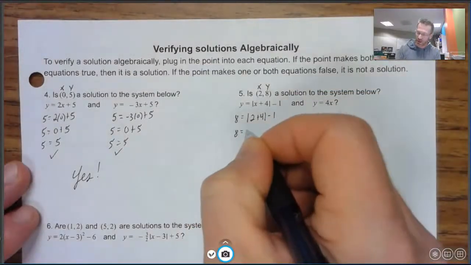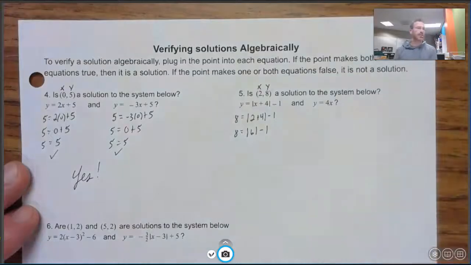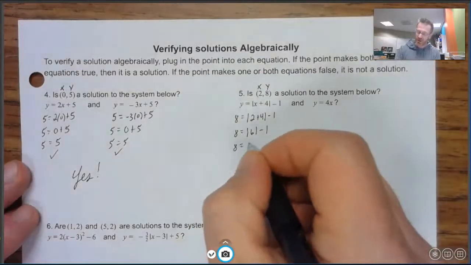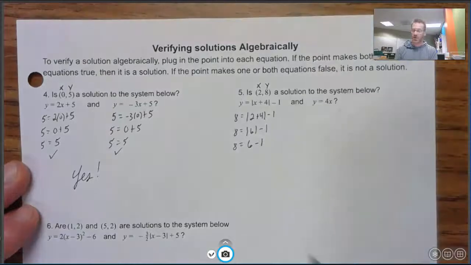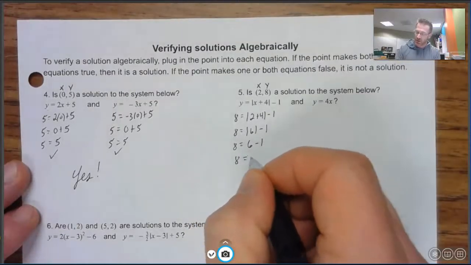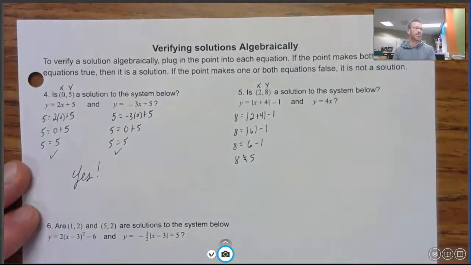So 2 plus 4 is 6. Do those grouping symbols first. Now, once again, take the absolute value of 6 before I perform any operations on it, and that is 6. And then notice I get 6 minus 1 here, which is 5. That definitely is not true, right? That is not a true statement. So we technically could stop there.